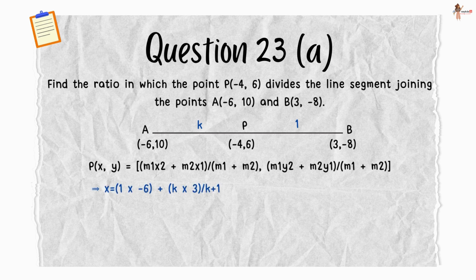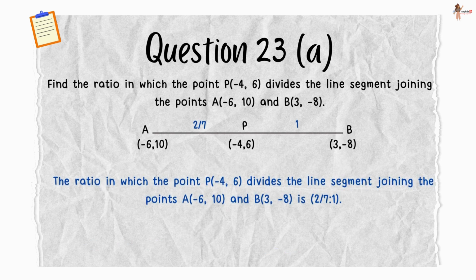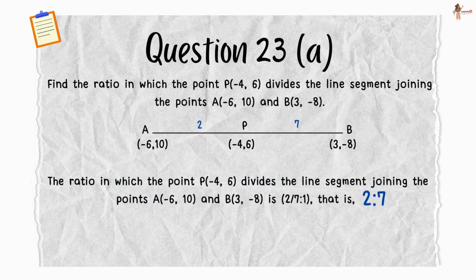Substituting the given values, we get -4 is equal to (3k minus 6) upon (k plus 1) and 6 is equal to (10 minus 8k) upon (k plus 1). Let's divide both the equations. We get -4 by 6 is equal to (3k minus 6) upon (10 minus 8k), which gives k as 2 upon 7. Therefore, the ratio in which the given point divides the line segment joining the points A and B is 2 by 7 is to 1, or we can say 2 is to 7.